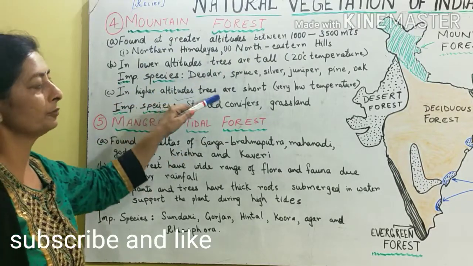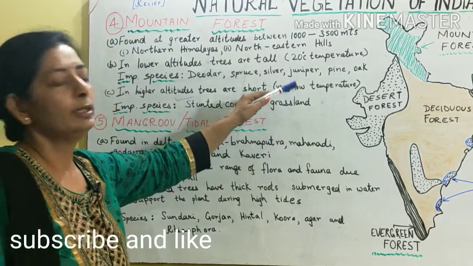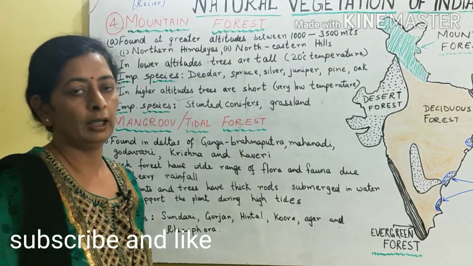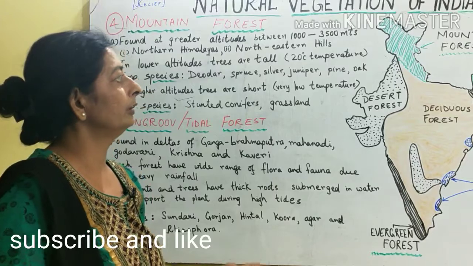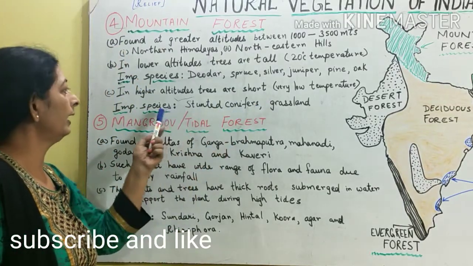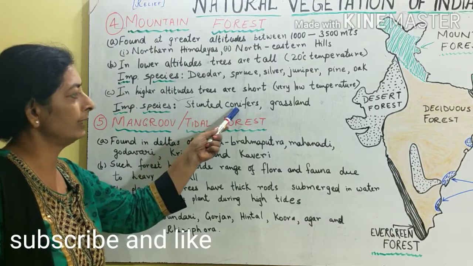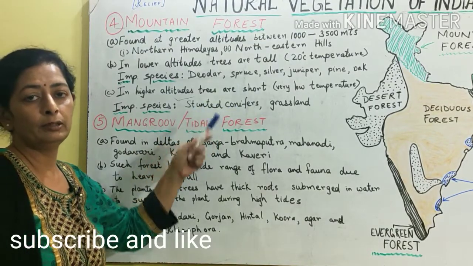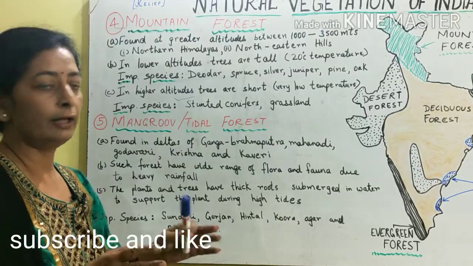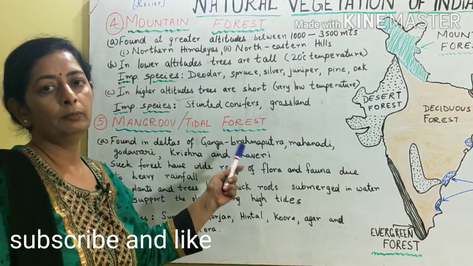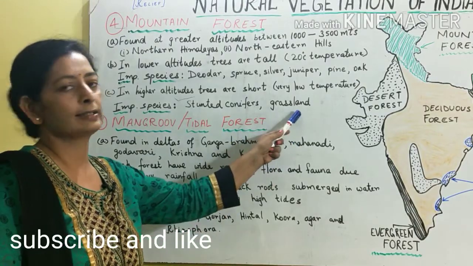In higher altitudes, the temperature is very low. Sometimes it goes to -5 degrees or -10 degrees. Because of snow cover on the ground, the vegetation doesn't grow. And they have a special type of trees, found as conifers, and they have stunted growth. Means they are not tall trees, they are short trees. Short coniferous trees are found, and most of the land is grassland.